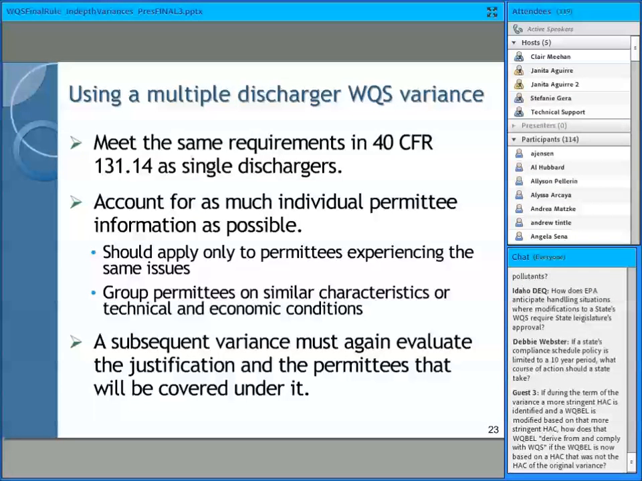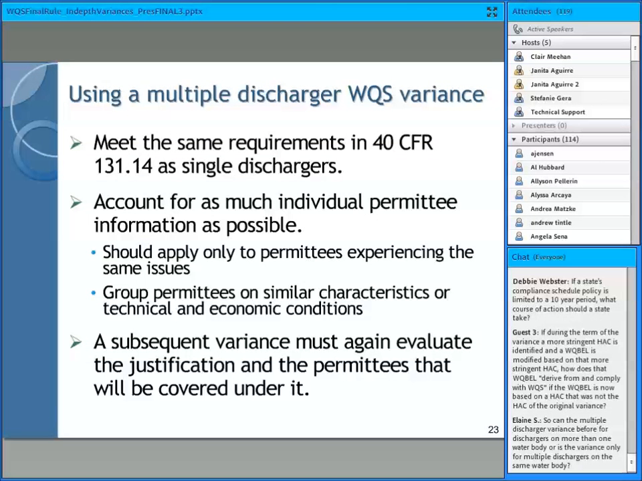It is EPA's expectation that a state or tribe choosing to identify dischargers in this manner will subsequently make publicly available a list of the facilities the variance covers. A subsequent multiple discharger variance must again evaluate both the conditions that justify the variance as well as the permittees that the variance will apply to. Specifically, permittees that no longer qualify must cease to be covered by the multiple discharger variance. The state or tribe should also include documentation of the feasible progress that was made by each permittee that will be covered by the subsequent variance. Finally, a multiple discharger variance may not be appropriate or practical for all situations and can be highly dependent on the applicable pollutants, parameters, and or permittees.